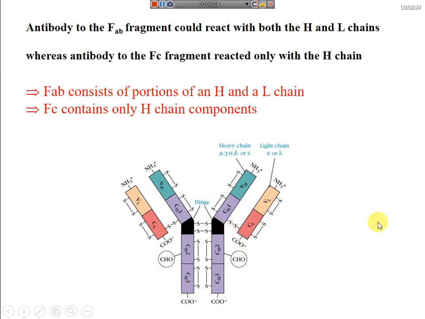So now with this video you learnt about the digestion of an antibody molecule with papain and pepsin, and reduction with mercaptoethanol, and you also learned the different products produced by these digestions as well as reductions. And you also know now that if you raise antibodies against an FAB fragment or FC fragment, whether they will bind to both H and L chains, or H only, right?